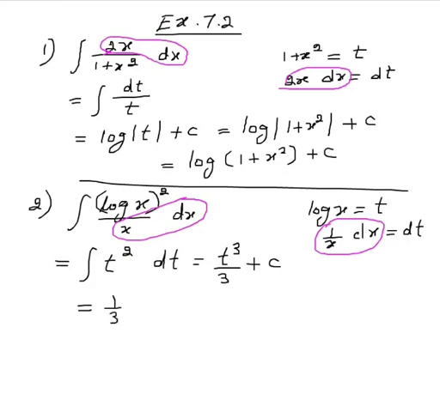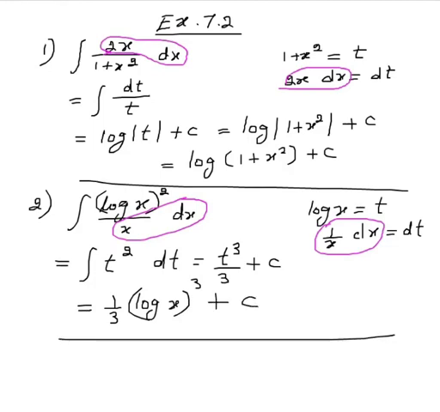Substitute for t. t is log x. Log x is already there in the question. We need not write the absolute value sign for this. If we have the integral of 1 by t like the previous question, we write log of absolute value of t. Here log x is already there in the question. Don't put absolute value sign. The whole cube and plus c.